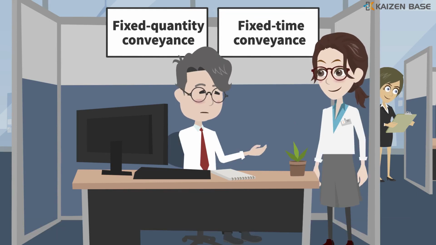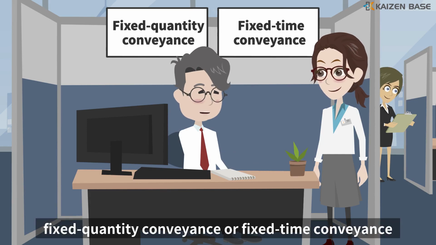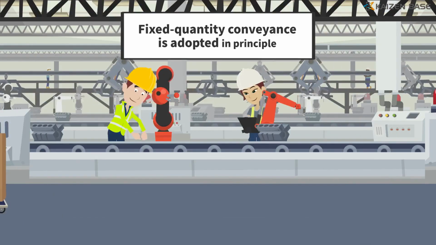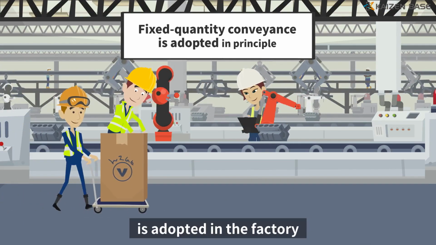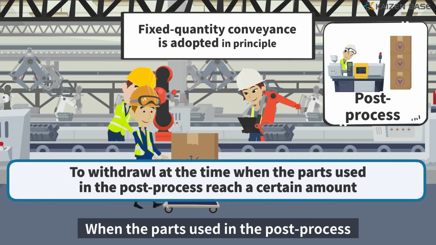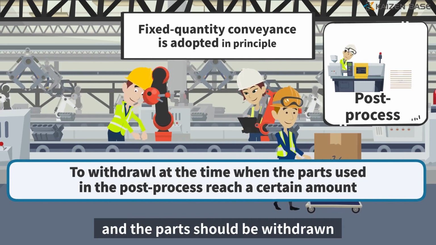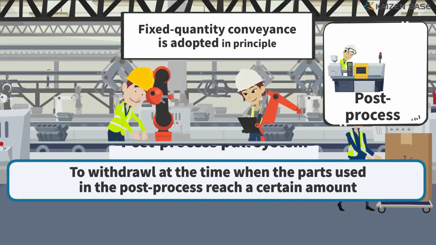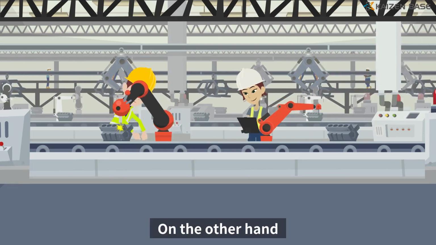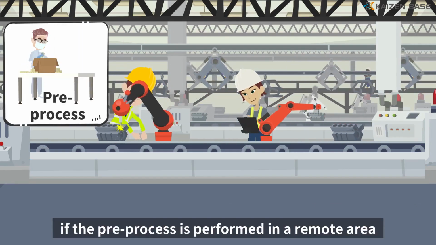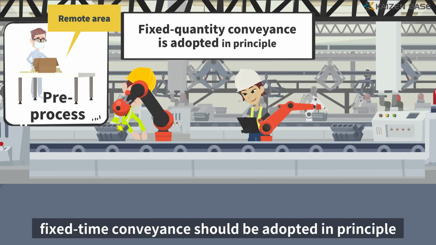That's right. Now I will explain the criteria for choosing fixed quantity conveyance or fixed time conveyance. Keep in mind that, in principle, the fixed quantity conveyance is adopted in the factory. When the parts used in the post-process reach a certain amount, a Kanban will be issued and the parts should be withdrawn. It is a so-called post-process pull system. On the other hand, if the pre-process is performed in a remote area, such as a supplier, fixed time conveyance should be adopted in principle.